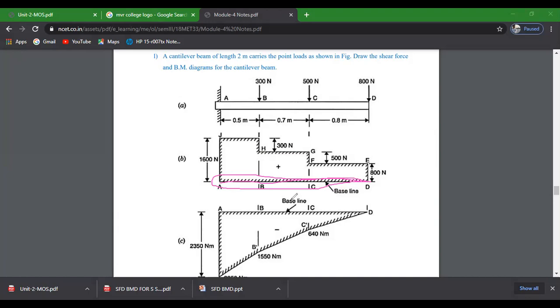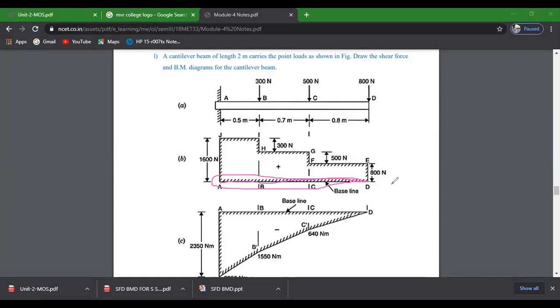At point D, we have a downward force which has a magnitude of 800 newtons. At point D, we have 800 newtons of shear force. So how do we represent the shear force? By drawing a vertical line here.